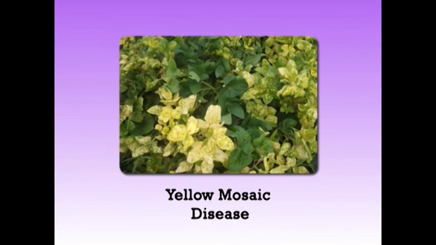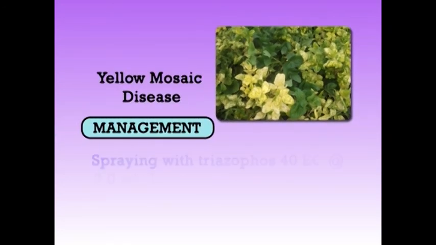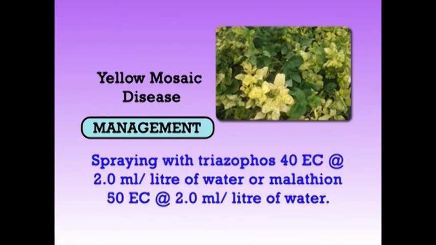Next we have is about diseases and their management. First one is yellow mosaic disease. This can be managed by spraying with triazophos 40 EC at the rate of 2 ml per liter of water or malathion 50 EC at the rate of 2 ml per liter of water.